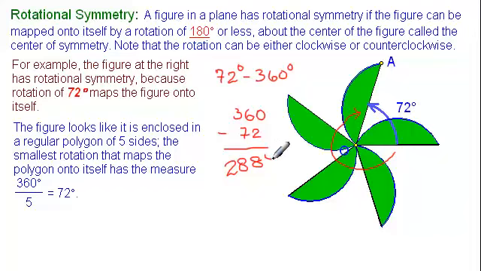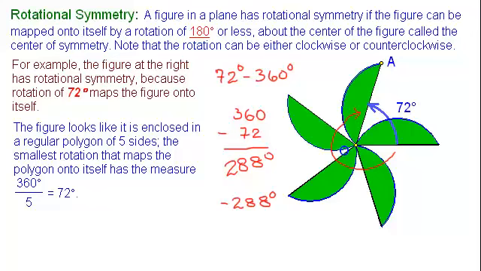So that will give you 360. So the counterclockwise angular rotational symmetry is going to be, the measure of the angle is going to be 288 degrees. This angle is going to be 288 degrees. So we can find these angles.